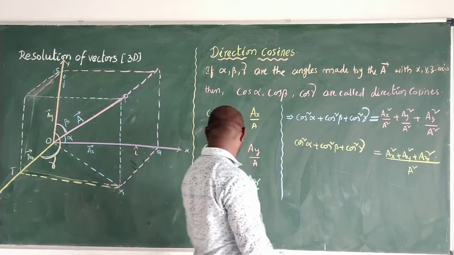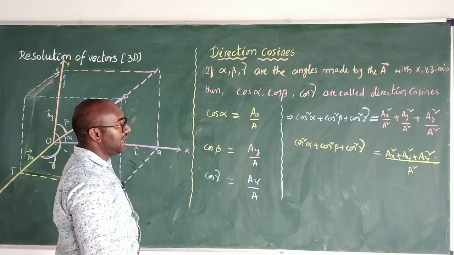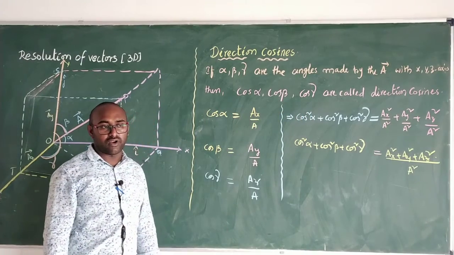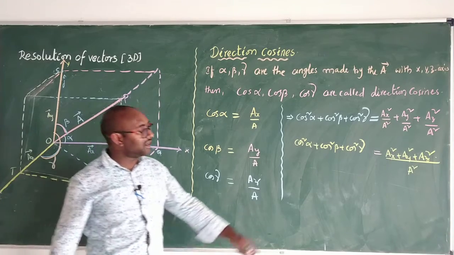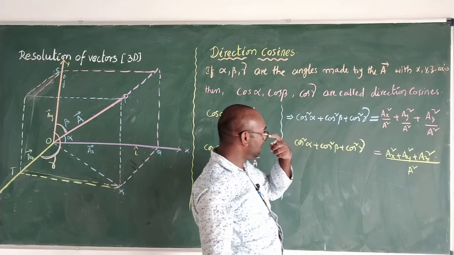Am I right? Yes or no? Ax square plus Ay square plus Az square is equal to what we got? A square. Yes or no? So how can I write this?